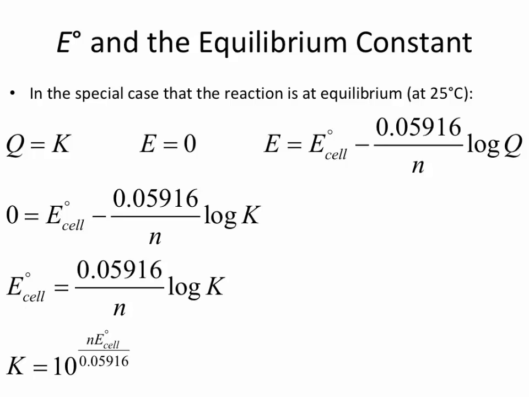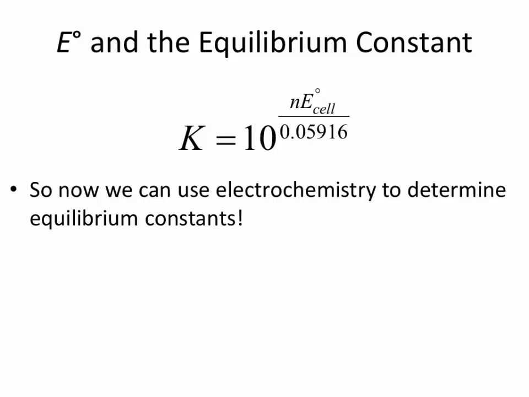And if we then solve this for K, we get K, our equilibrium constant, is equal to 10 raised to the n times E0 cell divided by 0.05916. And now we can use electrochemistry to determine equilibrium constants.